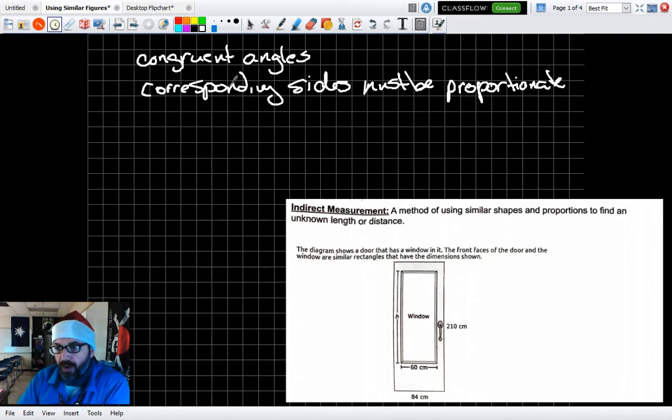Okay. So if we look at this problem right here, we see that we have the bigger square and the littler square. And inside that, it tells us specifically they are similar rectangles. So because they're similar rectangles, I know that the sides must be proportionate. Now, do I know that measurement? Am I like pulling out a ruler and saying, hey, this is 2 inches? No, I'm not. I'm using the other sides. And that is called indirect measurement. Indirect measurement is a method of using similar shapes and proportions to find an unknown length or distance.